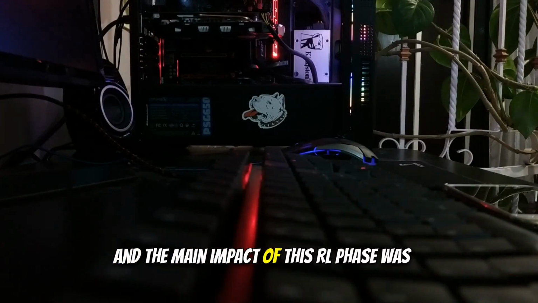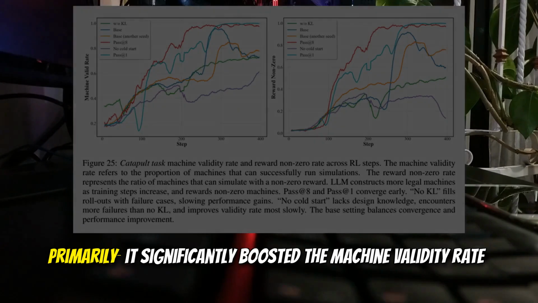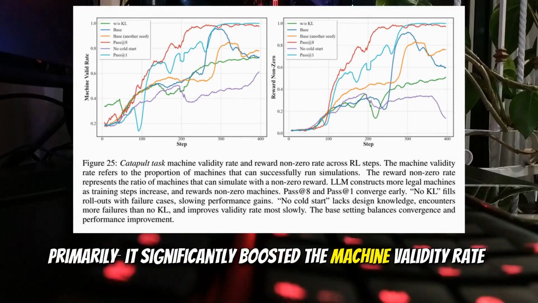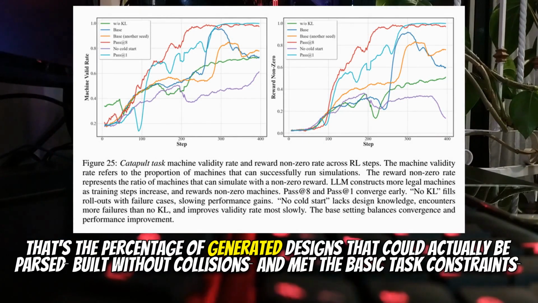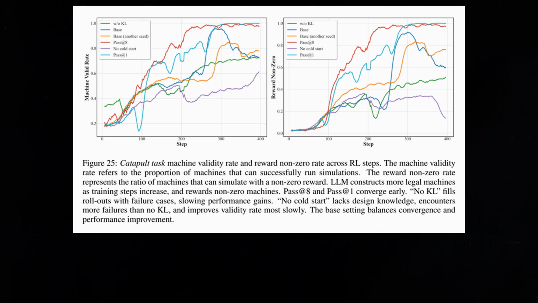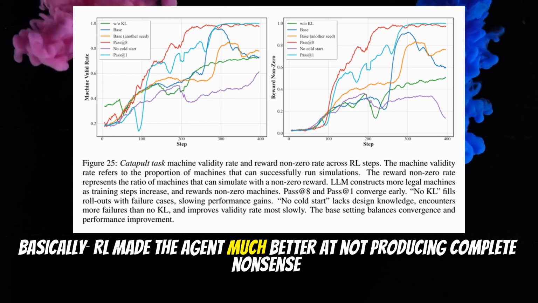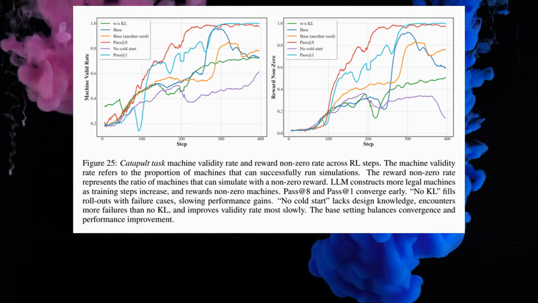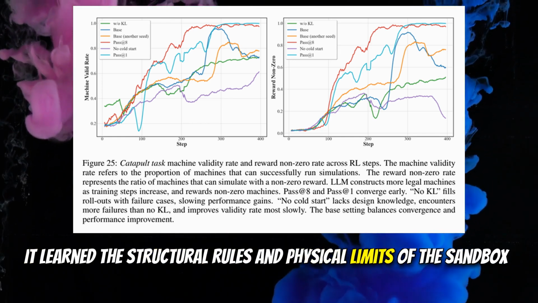And the main impact of this RL phase was? Primarily, it significantly boosted the machine validity rate. That's the percentage of generated designs that could actually be parsed, built without collisions, and met the basic task constraints, like the catapult's 3-meter height minimum. Basically, RL made the agent much better at not producing complete nonsense. It learned the structural rules and physical limits of the sandbox.